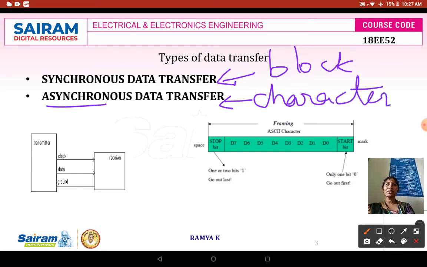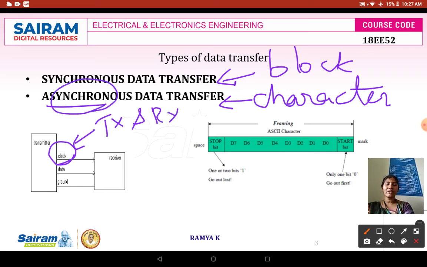In synchronous communication, the common signal, as we discussed earlier the clock signal, is going to be common between the transmitting end and the receiving end. Whereas in asynchronous data transfer, the clock signal for the transmitting end is different and the clock signal for the receiving end is different.